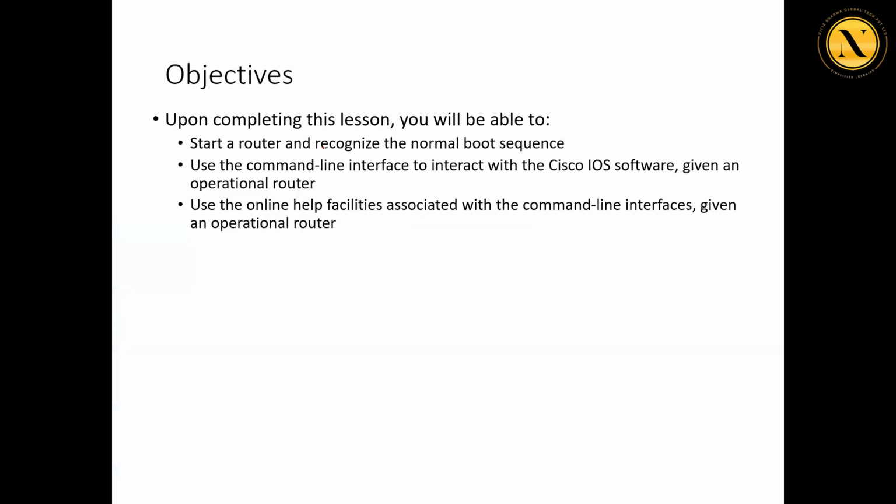So start this also you know it, right, guys? Starting a router. Now look, nothing new here. Just run through. Upon completing this lesson, we'll be able to start a router and recognize the normal boot sequence. Use the CLI, command line interface, to interact with the Cisco software given an operational router. Use the online help facilities again, question mark, etc.